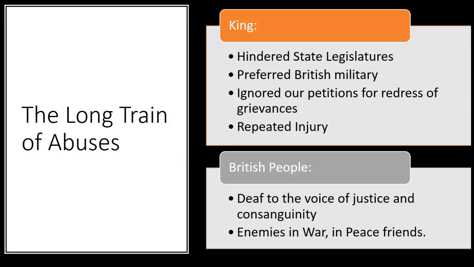He says that they are deaf to the voice of justice and consanguinity. What this means is that the people of England and the people of the colonies are the same nation, the same people, and they should have regarded each other as brothers. Instead the king has tried to subordinate the colonies, and the people have done nothing to stand up for their brothers.